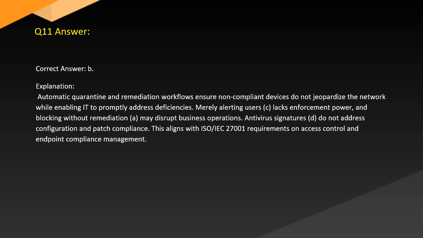Answer. Correct answer: B. Explanation. Automatic quarantine and remediation workflows ensure non-compliant devices do not jeopardize the network while enabling it to promptly address deficiencies. Merely alerting users (C) lacks enforcement power, and blocking without remediation (A) may disrupt business operations. Antivirus signatures (D) do not address configuration and patch compliance. This aligns with ISO 27001 requirements on access control and endpoint compliance management.